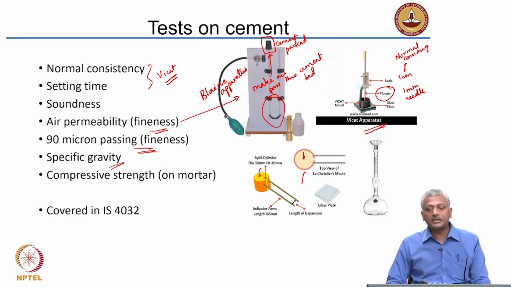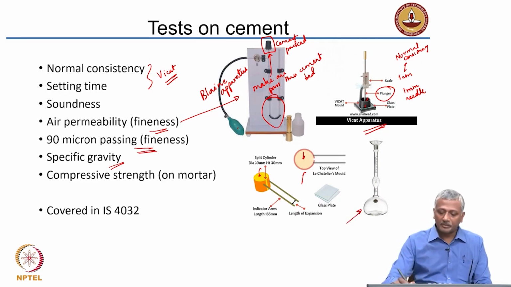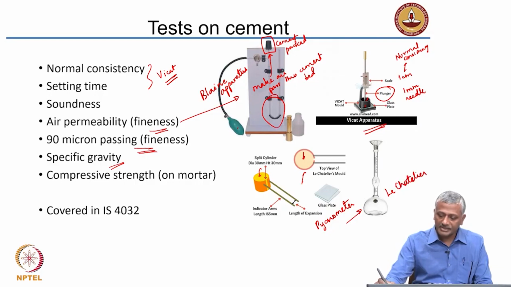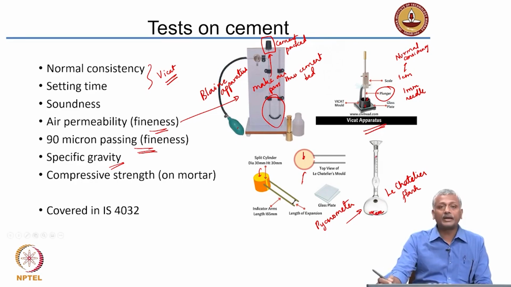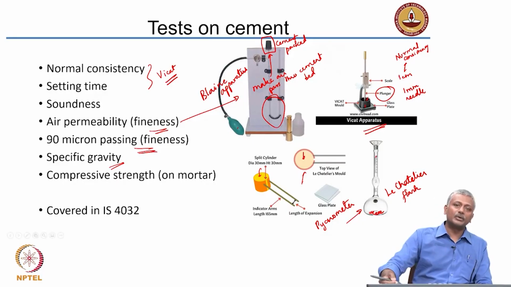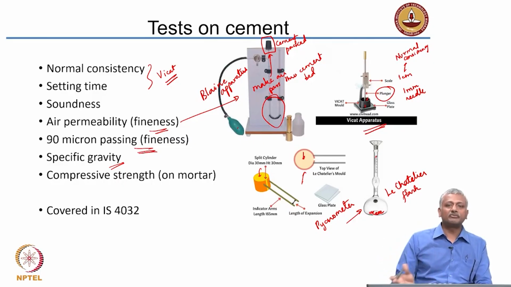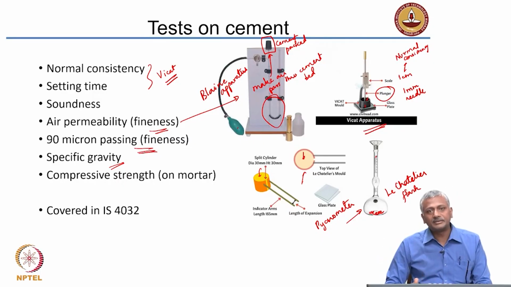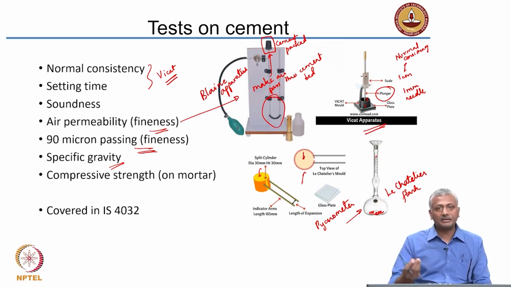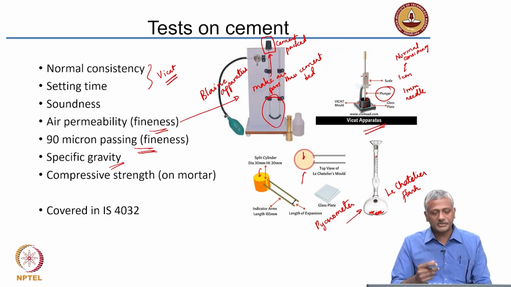The specific gravity can be determined by a pycnometer method, by using what is called the Le Chatelier flask. This is a very simple test. All you are doing is putting a powder here and filling it up with a liquid like oil or kerosene up to a certain point, and then you do the same test without the powder and fill it up, and then by measurement of the mass of the material added, you can determine the specific gravity.